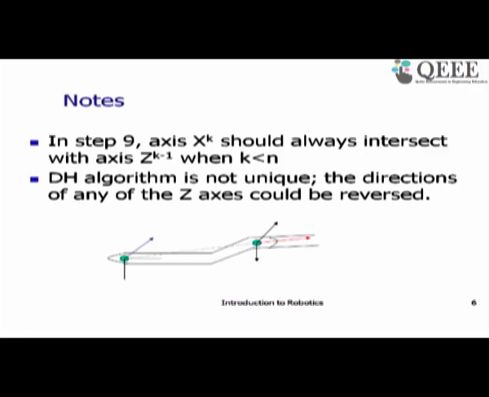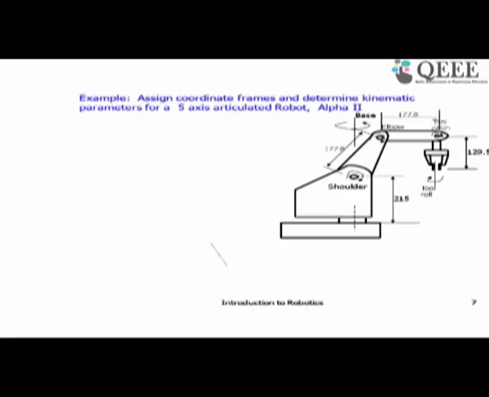So just to make it clear, let us take an example and then see whether you are able to assign the coordinate frames. As I explained, you try to do it yourself and then check whether you are actually doing it right. So look at this robot as shown in the slide. It's a commercial robot, Alpha 2, just a 5-axis robot.